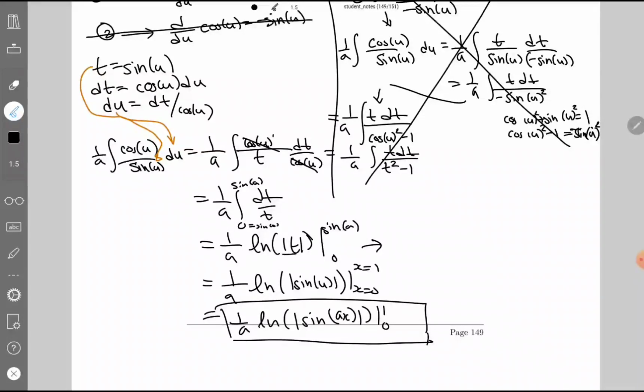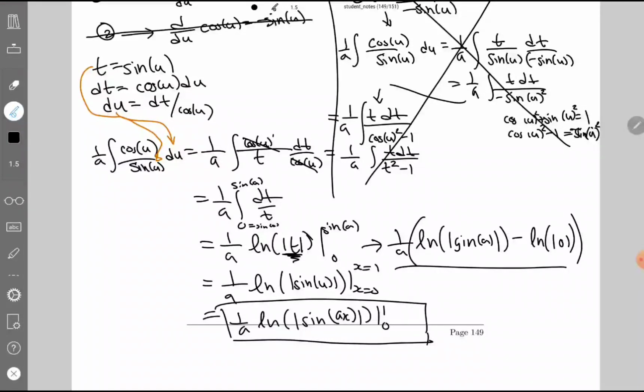So notice how this is not going to work because of the problem when I plug in, but whatever. Sine of a minus, we'll do it this way, natural log of 0. So this is kind of what you're thinking of doing.